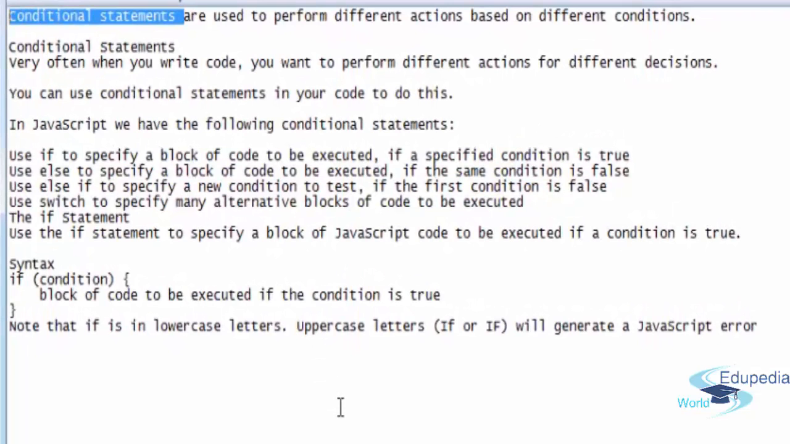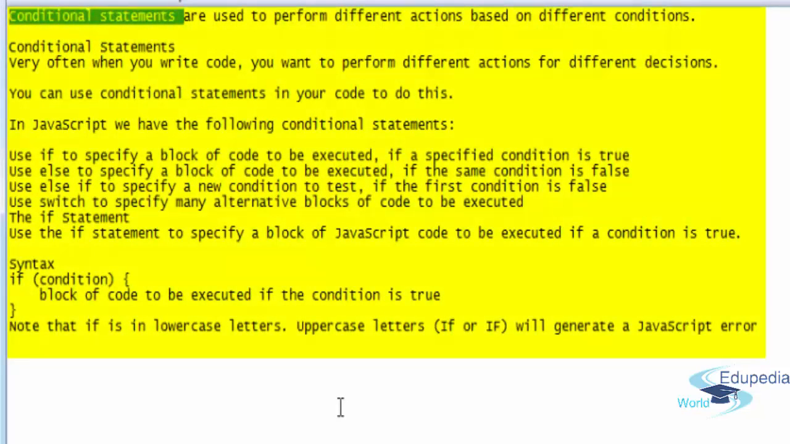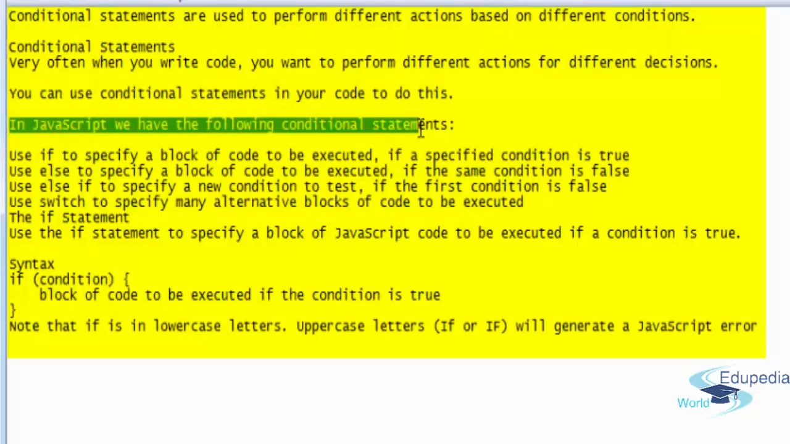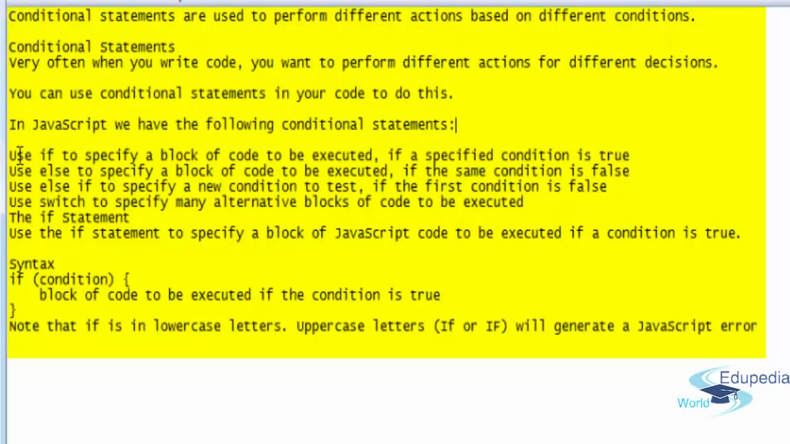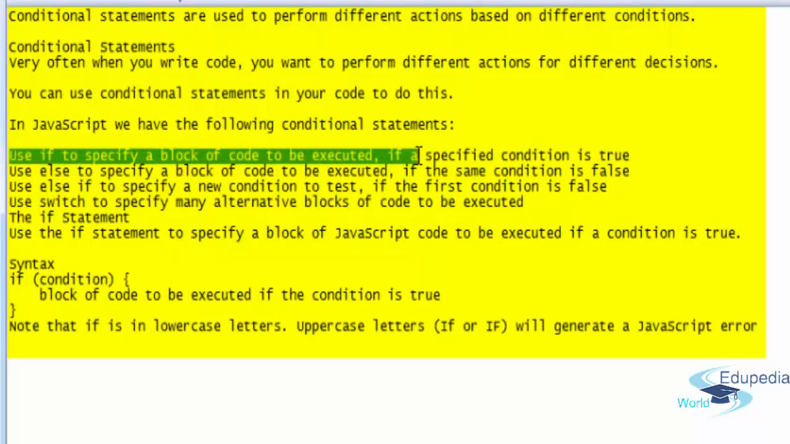Conditional statements are used to perform different actions based on different conditions. Very often when you write code, you want to perform different actions for different decisions. You can use conditional statements in your code to do this. In JavaScript, we have the following conditional statements. Use if to specify a block of code to be executed if a specified condition is true. So if A is equal to B, get into that block and execute it.